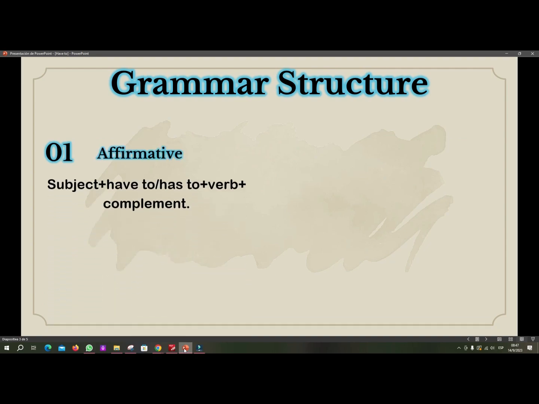So, there you have the affirmative one. For the affirmative, first, you're going to need the subject plus have to or has to. That depends on the subject that you have in the sentence, right? Remember that if you have third person singular like he, she, and it, you're going to use has to plus the verb in the base form. You don't need to add s or change something. No, in the base form.